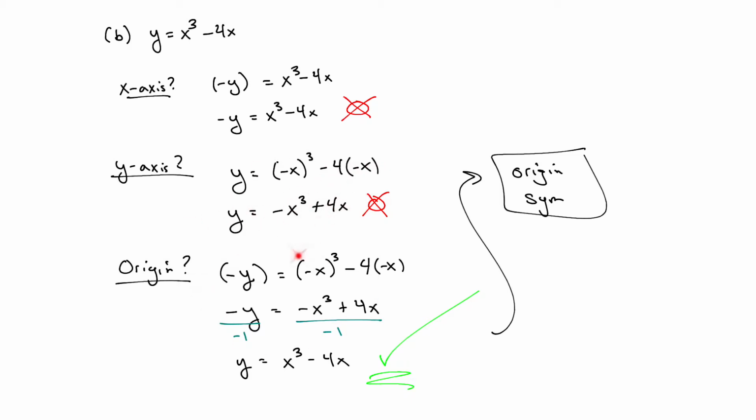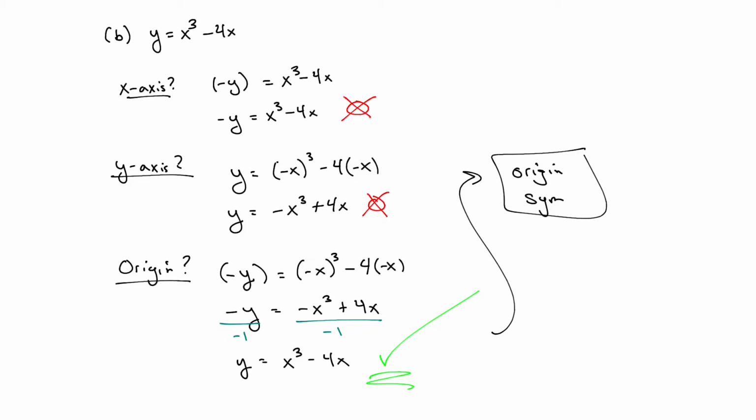And the reason why origin symmetry exists on this equation is that when you replace x with negative x and y with negative y, like I've done here, you get negative y equals negative x cubed plus 4x. And that doesn't look like the original equation, but if you were to divide both sides by negative 1, negative y divided by negative 1 gives you positive y. Negative x cubed divided by negative 1 becomes positive x cubed. 4x divided by negative 1 gives minus 4x, and we're back at the original equation. So that's why I've got that check mark there.